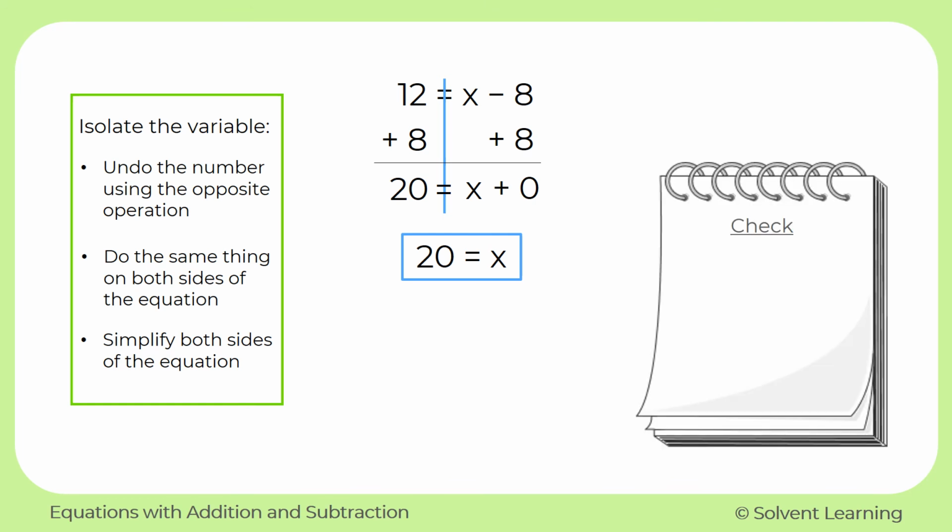Now let's check our answer to make sure that 20 really is the answer to this equation. We write down our original equation, substitute 20 for x, and then we simplify both sides. On that right side, when we simplify 20 minus 8, that will give us 12. So now we have 12 on the left, and then the right side simplifies to 12. 12 equals 12 is a true equation, so we know that our answer is correct, and 20 is the value of x.